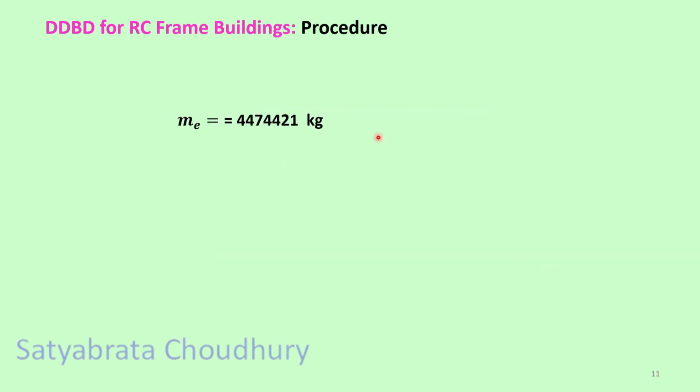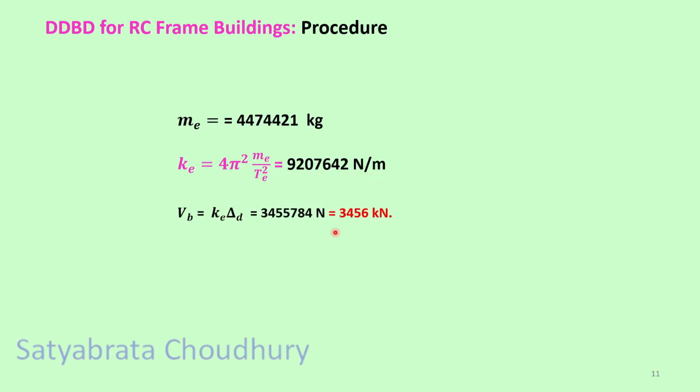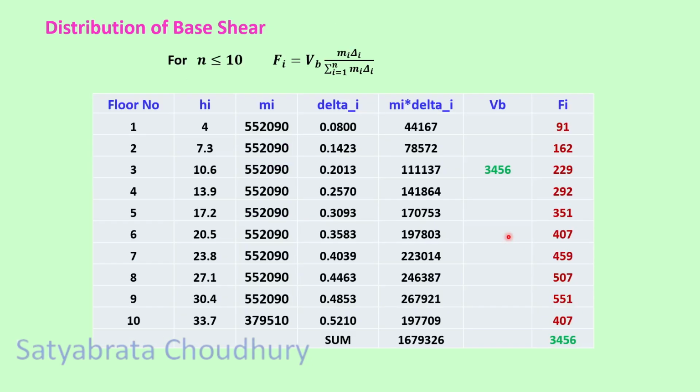Now the equivalent mass is this much, as you have seen, and Ke, the equivalent stiffness, is given by 4 pi square Me by T square. T we have just calculated, so this is coming as this much Newton per meter. So Vb, the base shear, is K into delta D. K is this, and delta D is from the previous expression. So this much Newton, or 3456 kilonewton. T you have seen, it is 3.83 second.